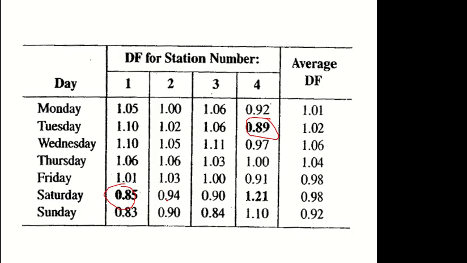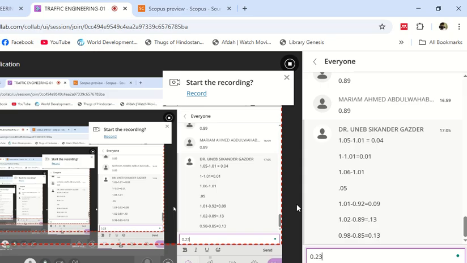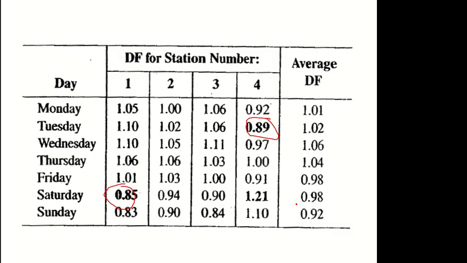0.98, 0.94, no problem. 0.98, no problem. 1.2 and 0.98, big problem. If you take the difference of them, you will get 0.23. So I'm going to make a mark here. Now who can tell me which value on Sunday has a problem? Tell me. On Sunday, there is one value which has a problem, which is not fulfilling the rule. Which value is that?